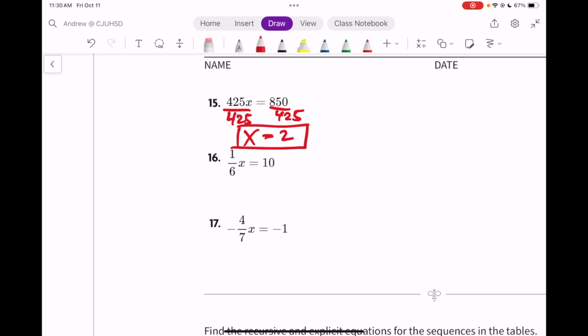1/6 times x is the same as dividing by 6, so we'll multiply by 6, or if you think about reciprocal, we'll multiply by 6 over 1 on both sides of the equal sign. In fact, some people like to draw a line through the equal sign just to remind them that what they do to one side of the line, they do to the other side of the line. So x equals 60.